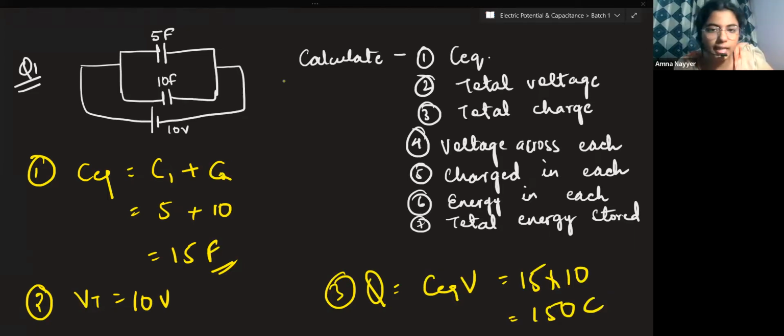No, Zaid. See, I'll tell you. In this case, C equivalent is directly given by C1 plus C2. So that's why we are writing 5 plus 10 is equal to 15 farad.